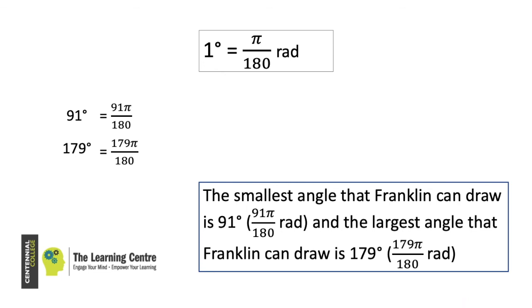The smallest angle that Franklin can draw is 91 degrees, or 91 pi over 180 rad, and the largest angle that Franklin can draw is 179 degrees, or 179 pi over 180 rad.